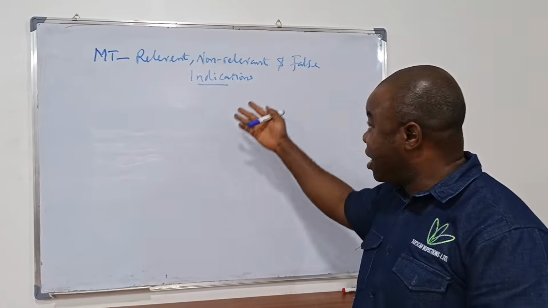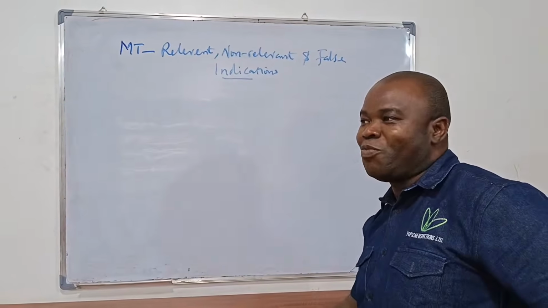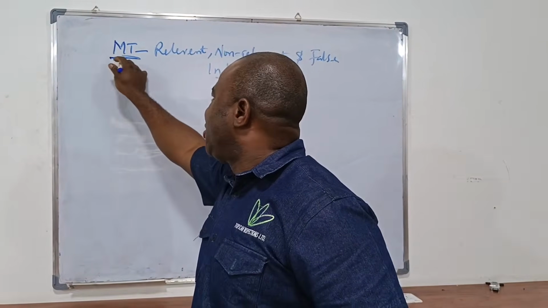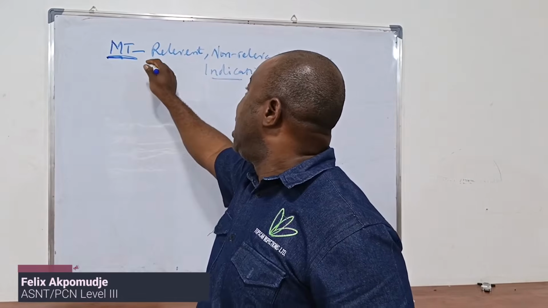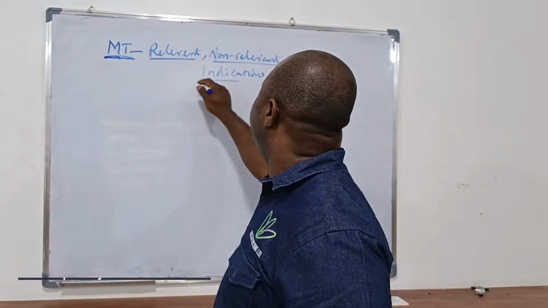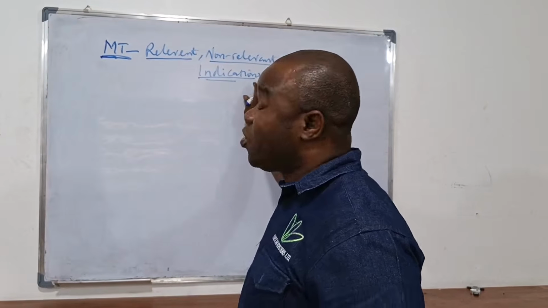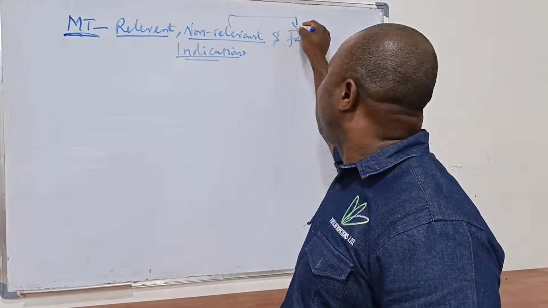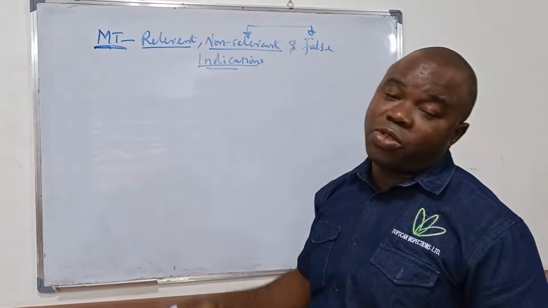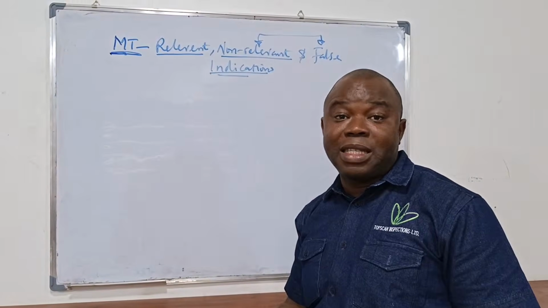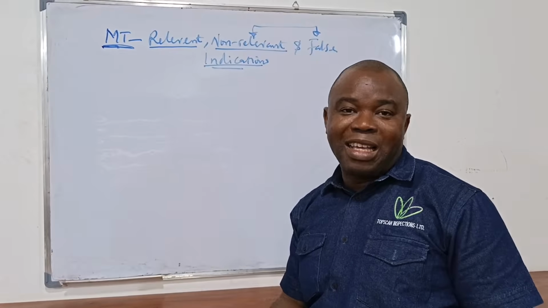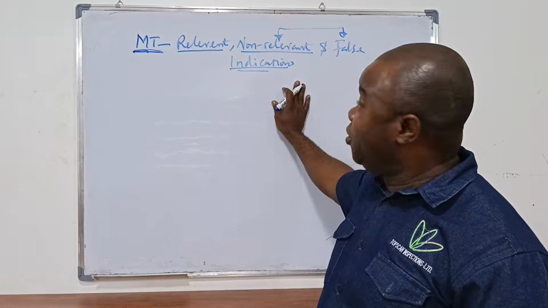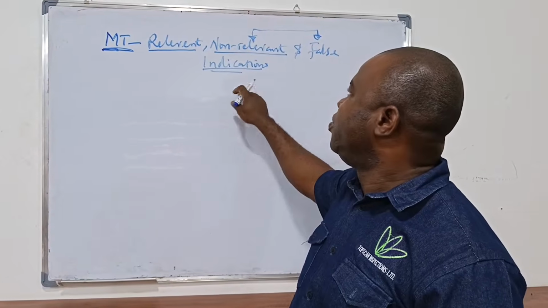Hello guys, I want to look at a very interesting topic, which oftentimes people get all mixed up. We are talking about magnetic particle testing, MT, and we are looking at the differences between relevant, non-relevant, and false indications. Especially the non-relevant and false indications could be very problematic for some personnel to differentiate. I personally had that issue while I was doing my ASTM E1444 training. So I hope this short video will help in clearing out the differences.